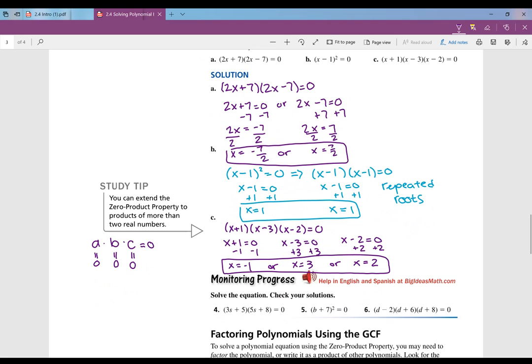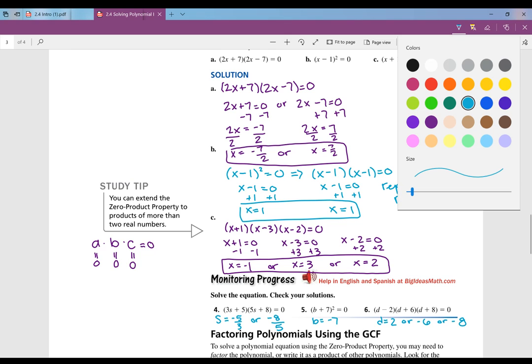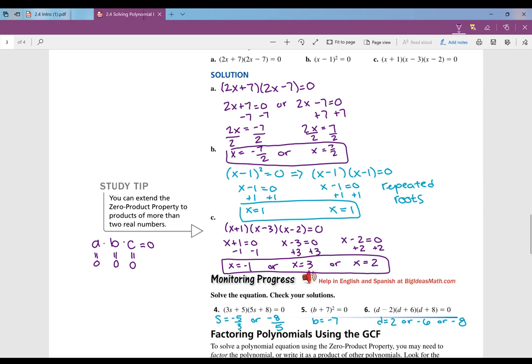Okay, now I want you guys to pause your video and try these monitoring progress questions. And then once you try them, you can unpause and check to see if you got them correct. All right, so here are those answers. So pause your video, make sure you got those correct, and then move on to the next question.